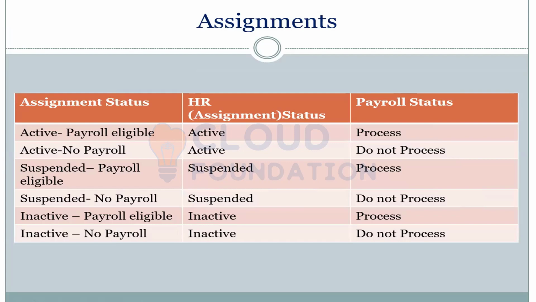The payroll is processing. Active no payroll means the HR assignment status is active and the payroll status is do not process. Suspended payroll eligible means the assignment status is suspended and payroll is still processed. Suspended no payroll means suspended, and the payroll status is do not process. Inactive means the HR status is inactive and the payroll status is do not process. So when the assignment status is inactive, the payroll is not processed.